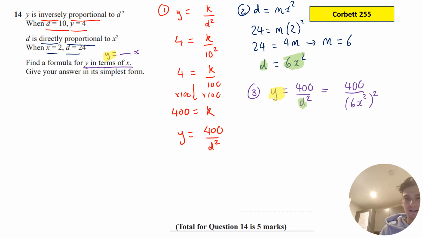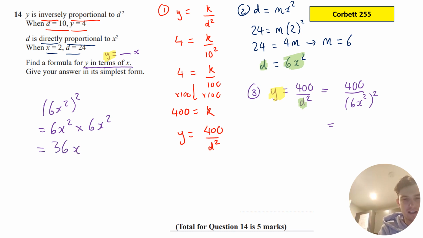Okay, let's do some working out. I need to be careful with this next step, so I'll do some working out over here. 6x squared, squared, well, that is 6x squared times by itself. So 6 times 6 is 36. x squared times x squared is x to the power of 4. So 400 over 36x to the power of 4. Almost there in its simplest form.